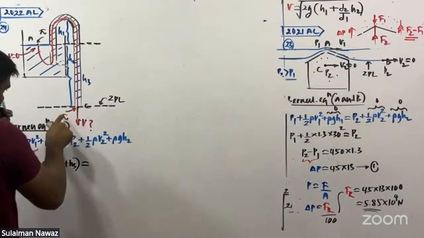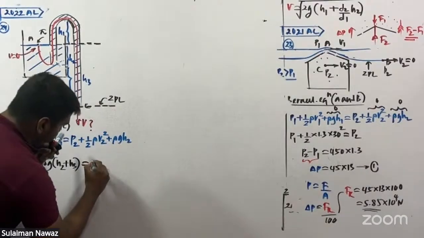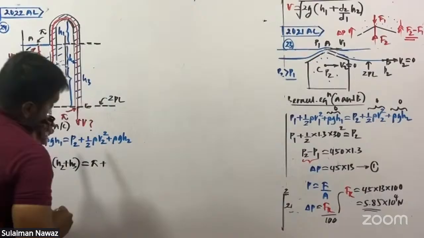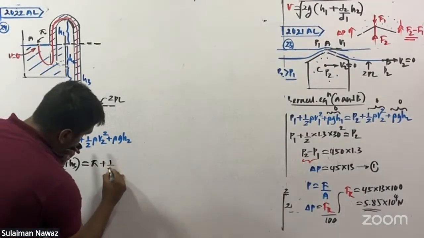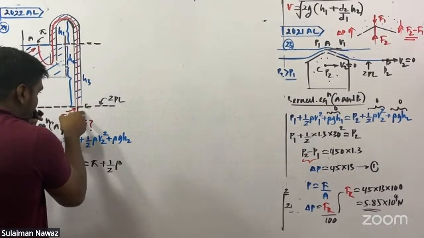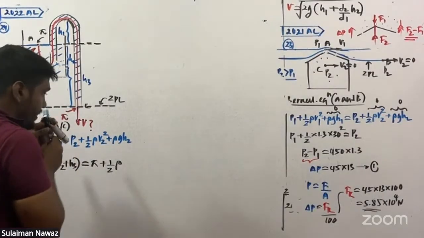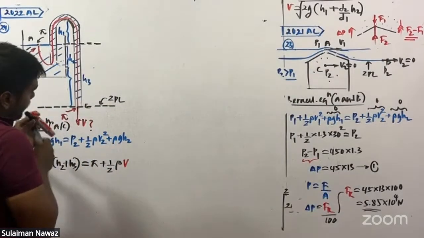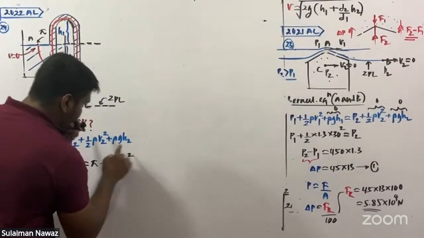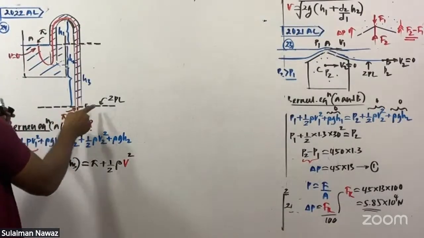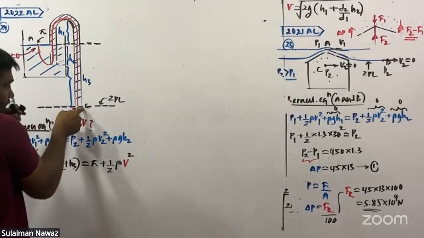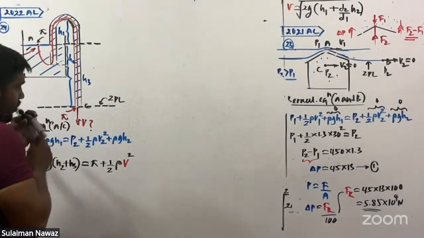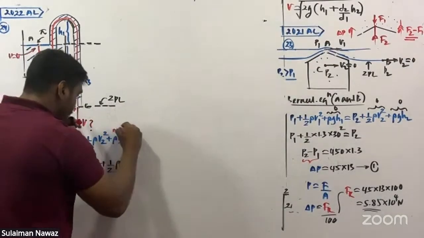At point capital C, the pressure is obviously atmospheric pressure, that is P i, plus half rho V squared, where V is the velocity of the fluid particles at point capital C. I want to find this V only. The rho g H2 term: the vertical height to point capital C from the zero potential level is 0, so the rho g H2 term is going to be 0.